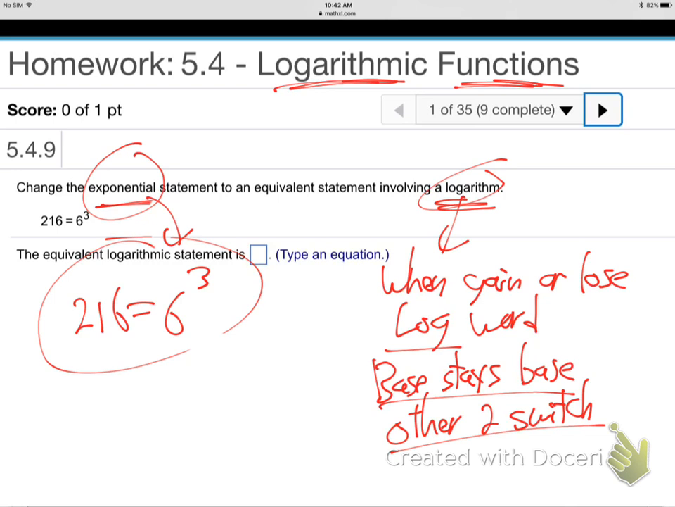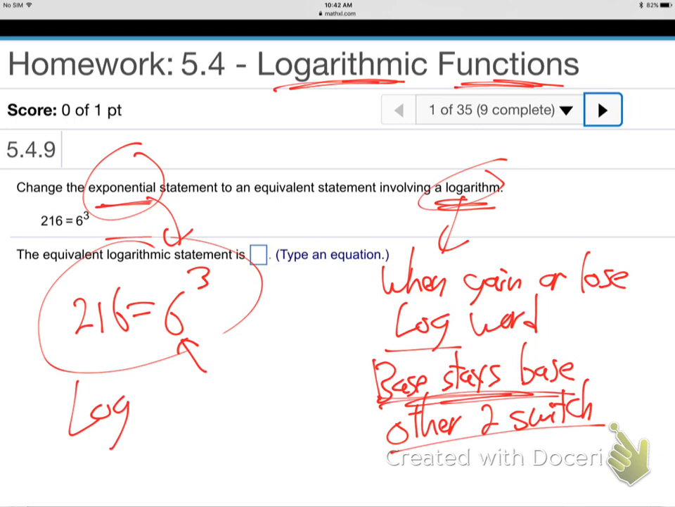So when I say base stays base, I just mean the base has something on it, right? That's why it's a base. So which one of these numbers is the base? Well, the 6. A base is something that has something on it. So when I say the base stays the base, I mean the base will continue to have something on it.